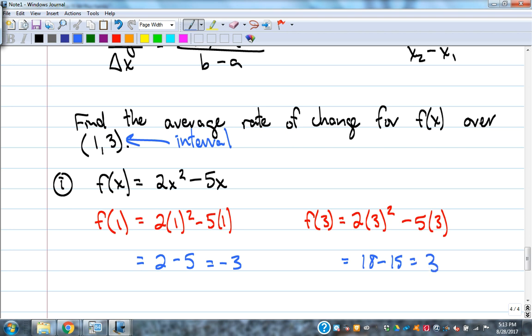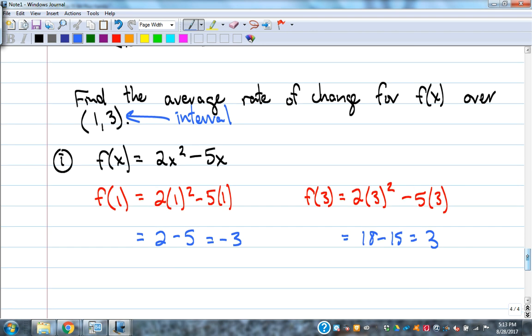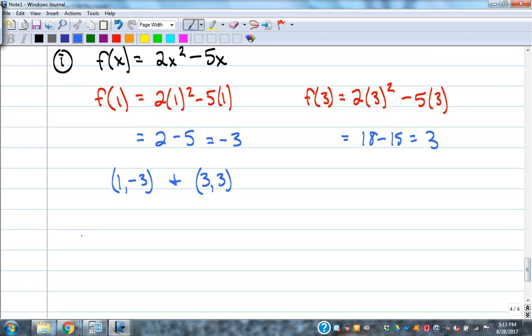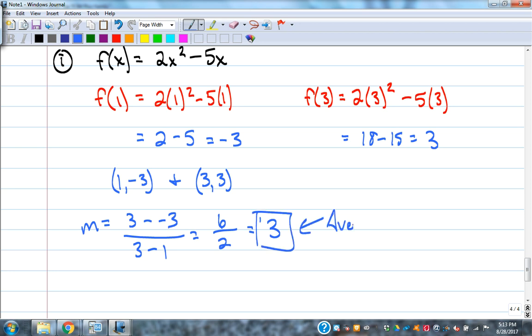So we have two ordered pairs: 1, -3, and 3, 3. Use those in the slope formula. 3 minus -3 over 3 minus 1. 6 over 2, 3. 3 is your average rate of change.